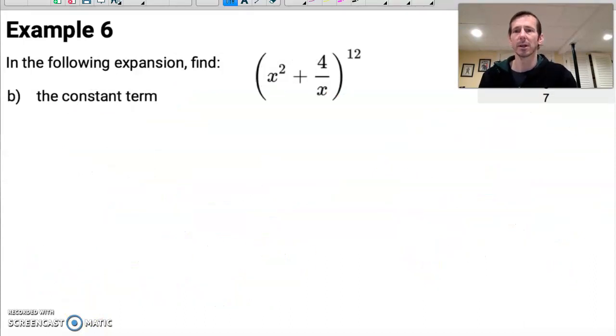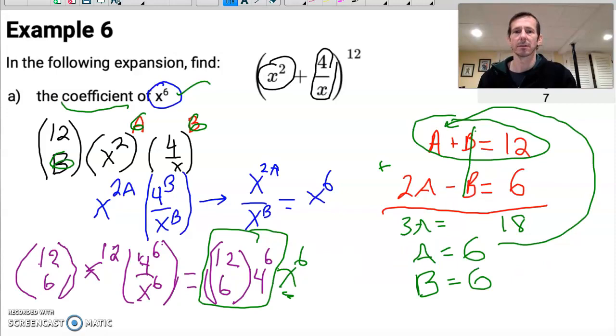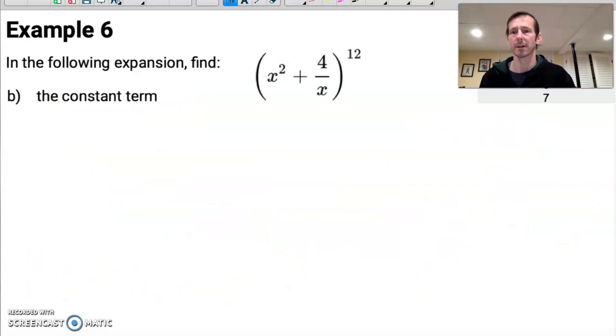So if I come to part B, that's example 6. Oh no, that's the right one. And I want to find the constant term. So now I'm going to do something very similar. The constant term, again, is the one where there are no x's, right? That's the one at the very end when there are no x's at all. So these x's and these x's have to cancel. So I can follow a very similar approach that I did a second ago.